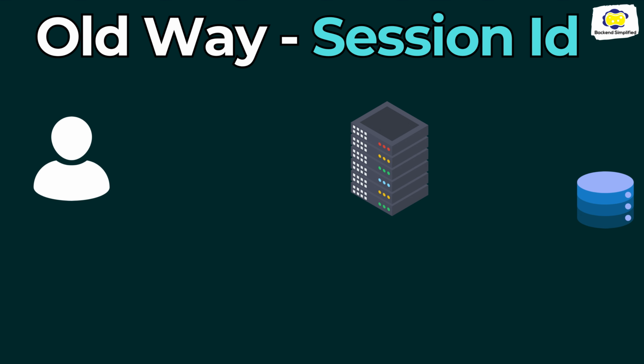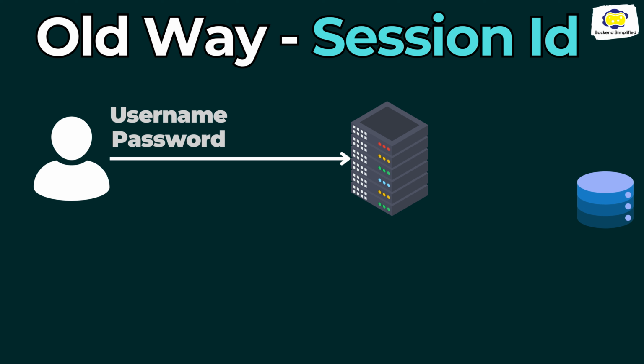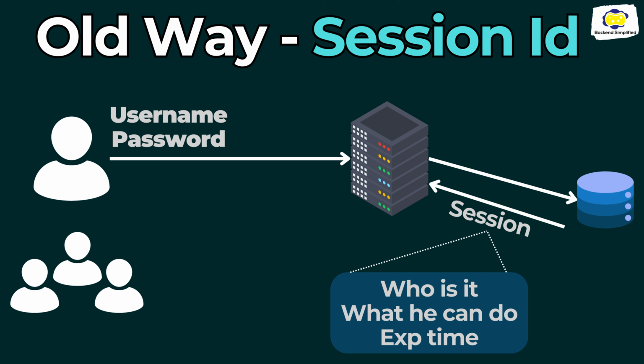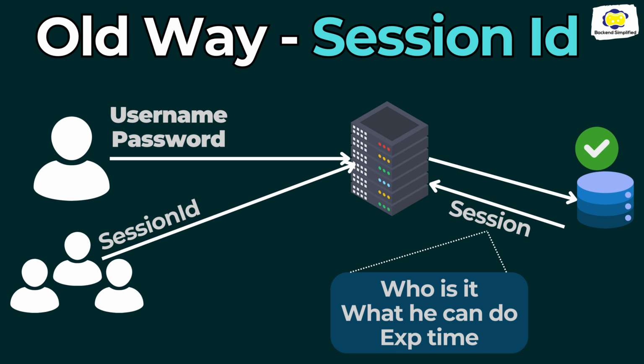The user entered the website, logged in with a username and a password, and if it was valid, the server generated a session entity in the database with all the required info. Who is the user, and what the user can see and do, with a time expiration of this session. After that, with every request the user makes, he sends the session ID in the headers. The server receives it, checks the session ID, and if everything was fine, the request was accepted.